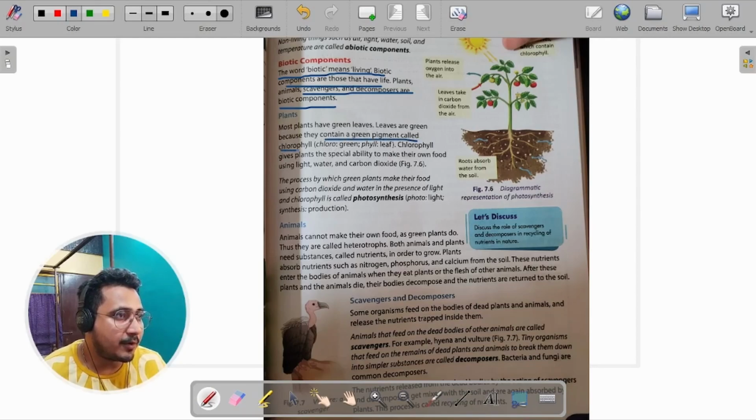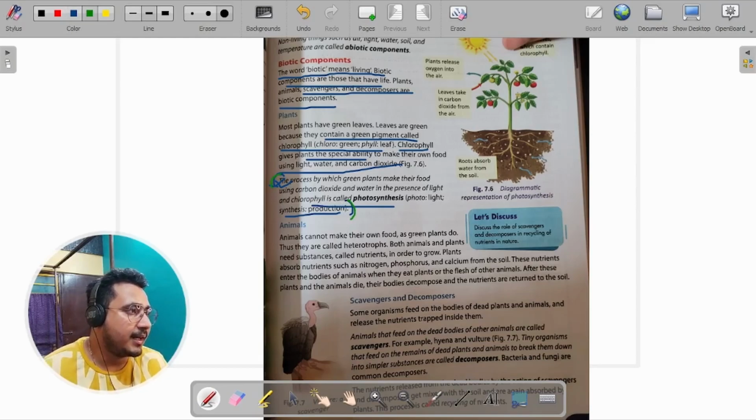Now, that is also very important. Chlorophyll helps the plants to make their own food, using light, water and carbon dioxide, and the process is photosynthesis. Here, this whole paragraph, the process by which, till the synthesis, this thing that I am currently doing on the screen where I'm marking, is a definition for photosynthesis. You need to remember that.